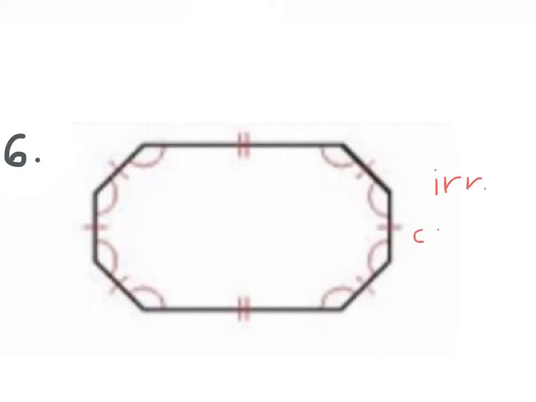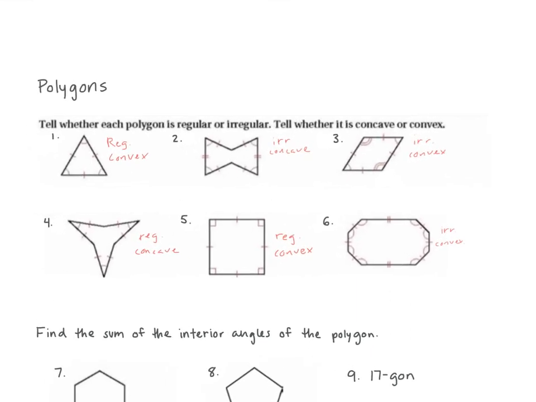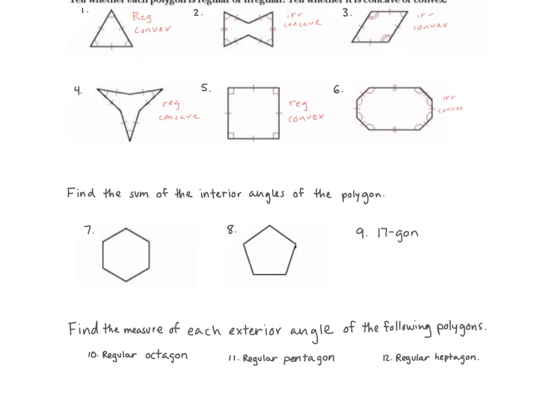Irregular and convex. Just remember, to be regular, we need to have all the angles that are congruent and all the sides that are congruent. Okay. So let's go on to 7. Find the sum of the interior angles of the polygon.